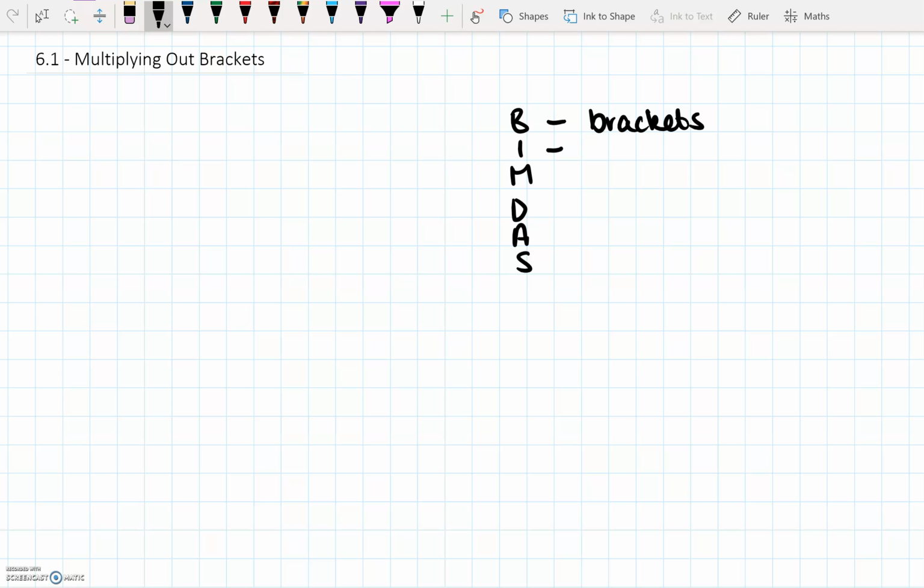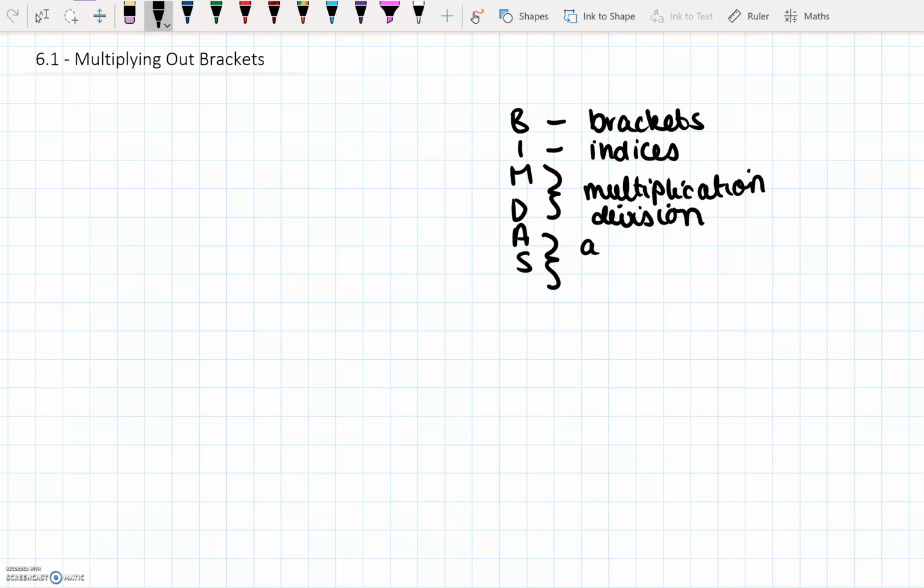Okay, if that can't be done, or if you've finished doing that, then we go to the indices. So that's your squares, your cubes, power of 4, etc. M and D, multiplying and division, multiplication and division. Okay, and then A and S, addition and subtraction. Now, it's really important to keep these in mind.